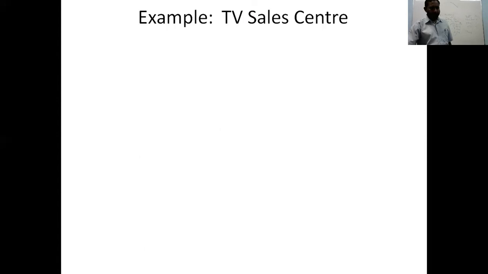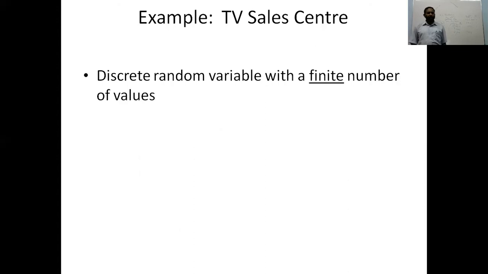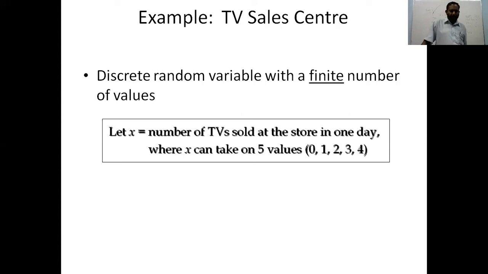I will give some examples of a TV sales center. This is a television selling center. A discrete random variable with a finite number of values. Right? So it is discrete, isn't it? Number of TVs sold. Is it discrete or continuous? Discrete. Let's say X is the number of TVs sold at the store in one day. So X can take on the value zero, which is possible. That means no sale at all.